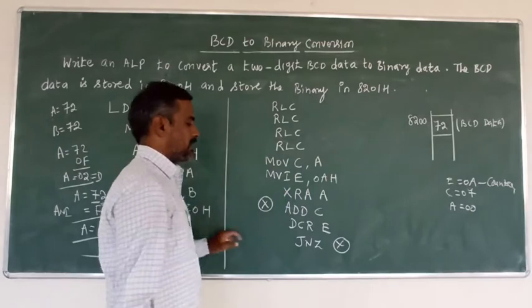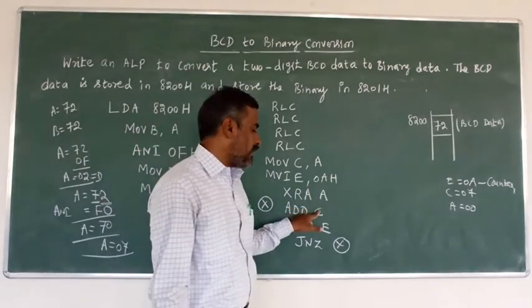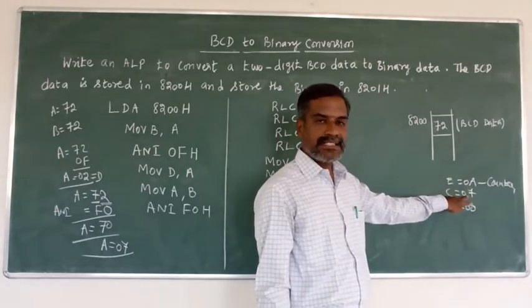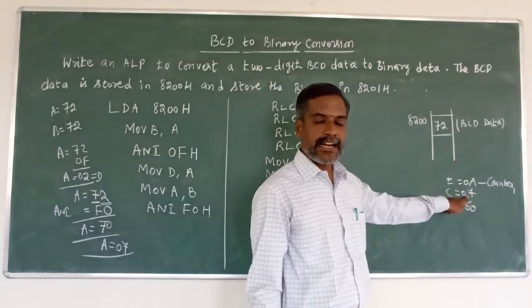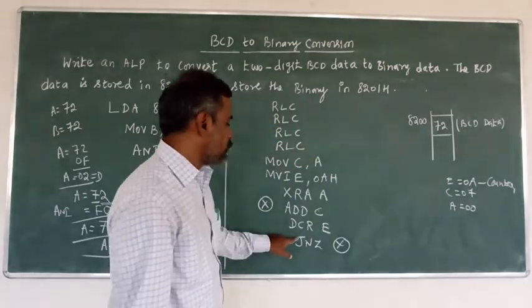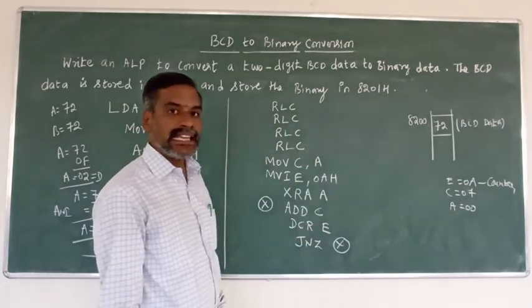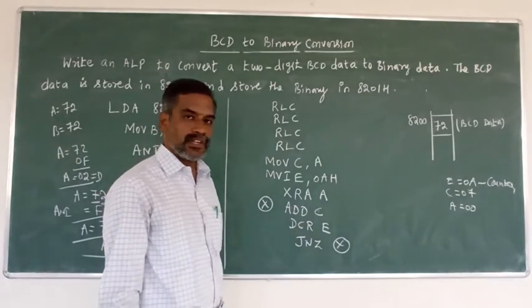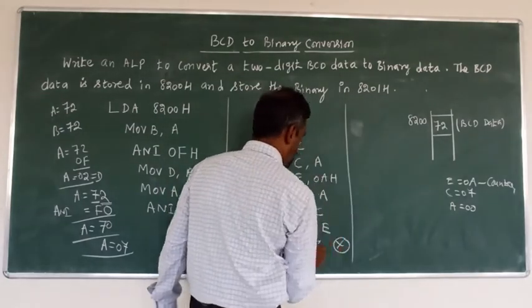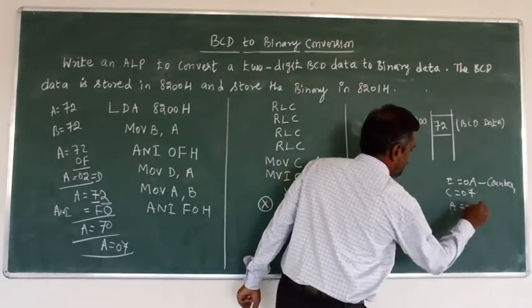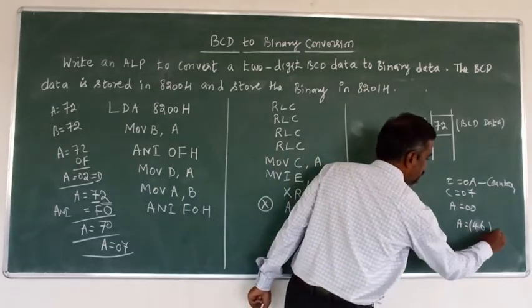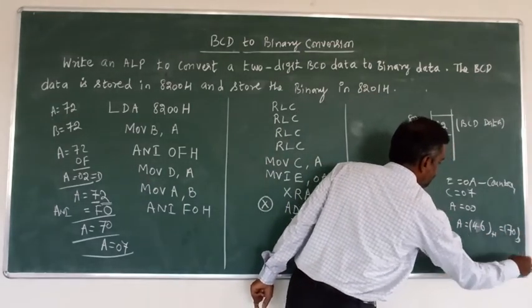Again ADD C, add the accumulator with C. The accumulator is already 07, and the 07 we add with C gives 14 in decimal, and the corresponding hexadecimal value 0E. It will repeat the same process until the E register is 0. When the E register is 0, the accumulator result is 46 in hexadecimal, and the corresponding decimal value is 70.